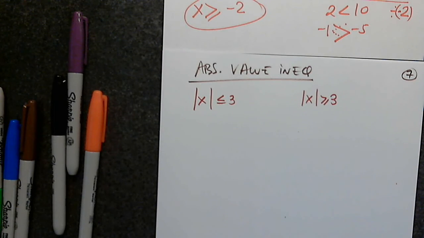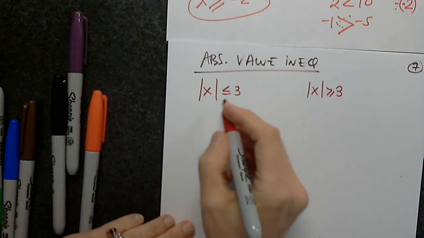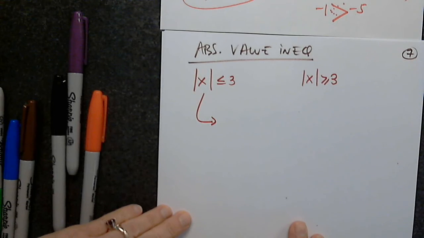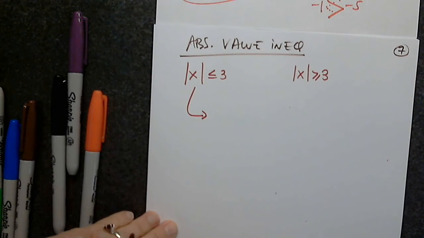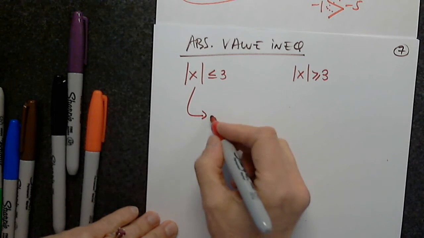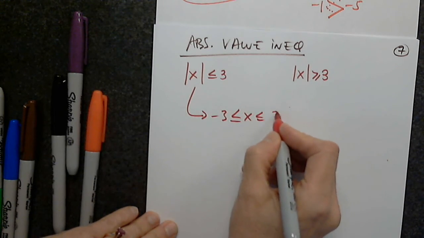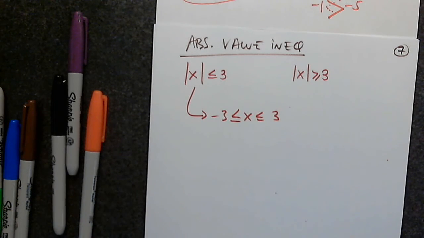Again, we cannot solve this inequality. No one can solve this. I have to change it into what it is equivalent to. So what did I just say? Where will I find x? Between -3 and 3. So, correct: -3 is less than or equal to x, less than or equal to 3. So this first inequality translates into everything between -3 and 3.